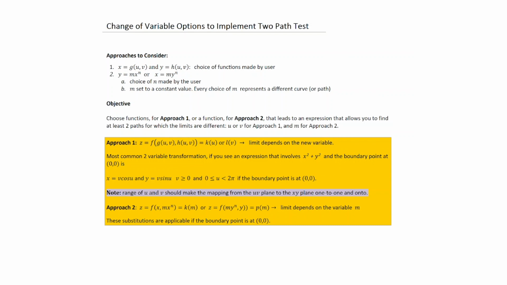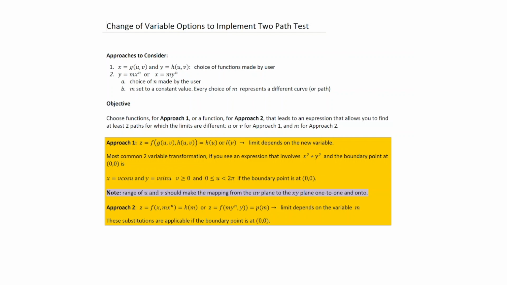Secondly, you could also choose y equals m times x to the power of n, or x equals m times y to the power of n. m basically is going to indicate the slope, right? So if it was y equals mx, then m would tell you the slope of a line. If y equals mx squared, that would be a parabola, and m would tell you whether the parabola is opening quickly or opening slowly. But either way, it's a path. It's just not a straight line to the point of interest.